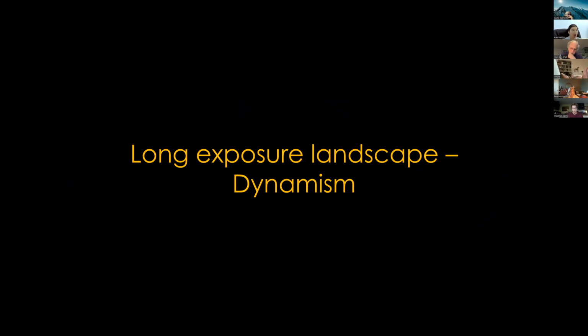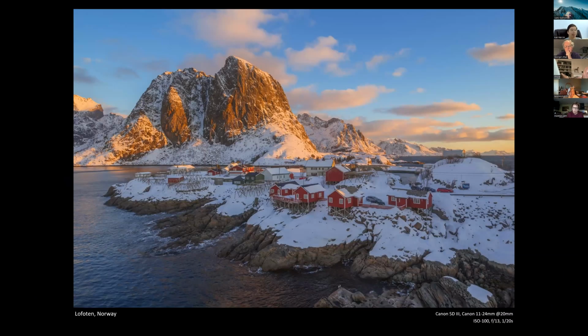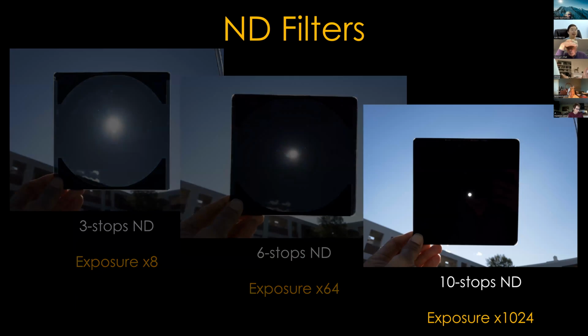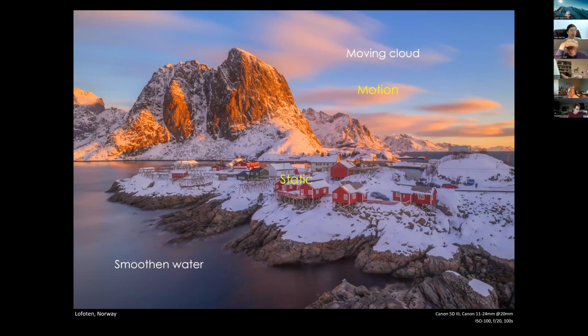So long exposure photography, as I mentioned earlier, allows you to create motion, the dynamism in your landscape photography. Let's take a look at the example here. This is a 1/22 exposure. There's nothing wrong with this image. Nice location, nice light in the early morning during the sunrise, nice clouds here. But what if you use a longer exposure? In this case, we used a 10 stop ND filter, lengthening the exposure time by about 1,000 times. So this is the resulting image.